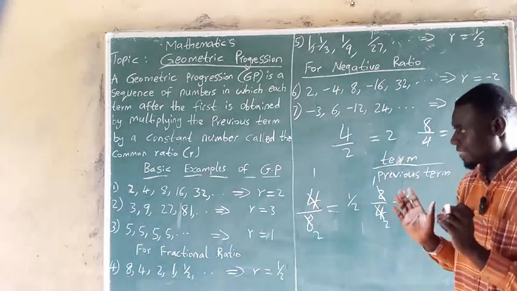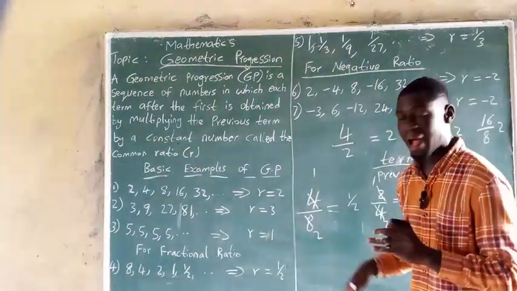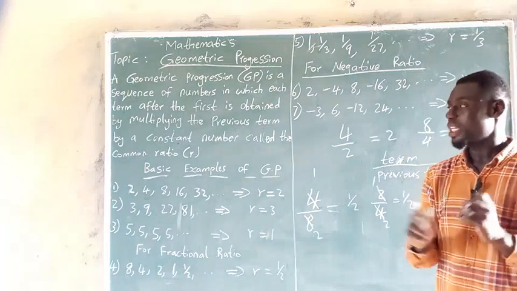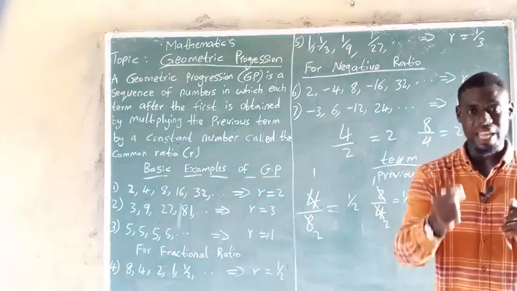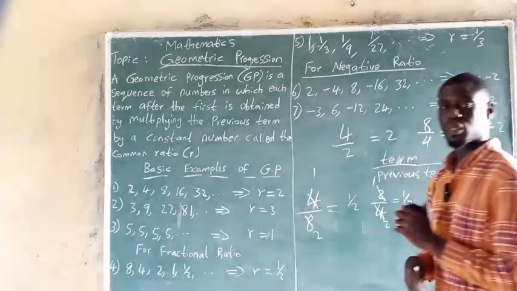I believe it is now very simple for us to get our common ratio, because as we solve further, if you don't know how to get your common ratio, it will be very difficult for you to find your nth term, your sum, and the sum to infinity of a geometric progression.